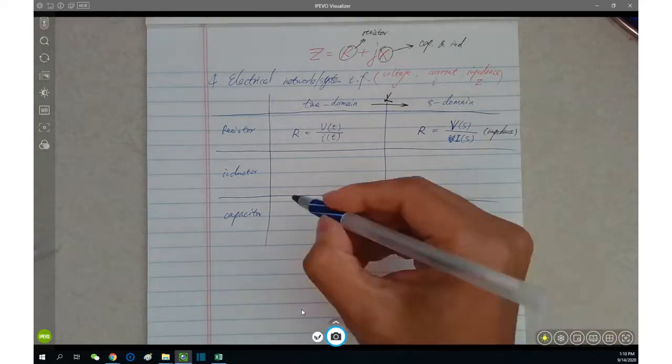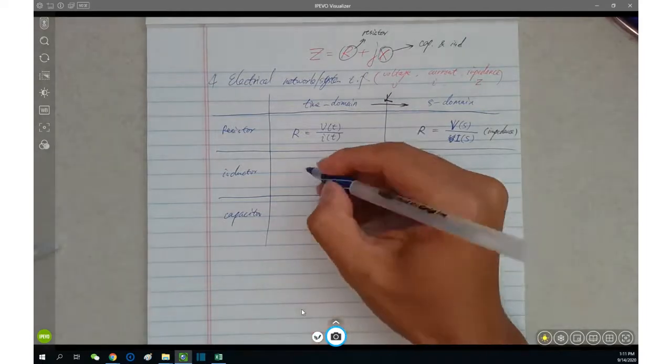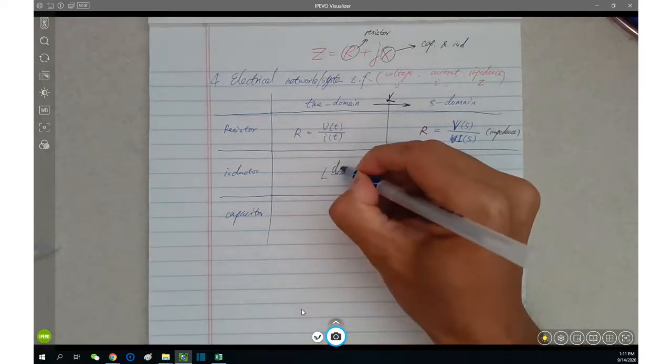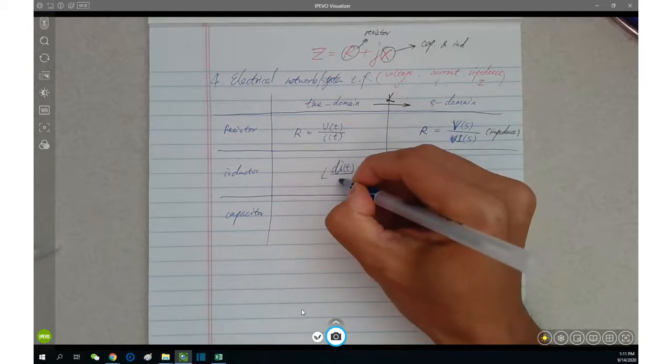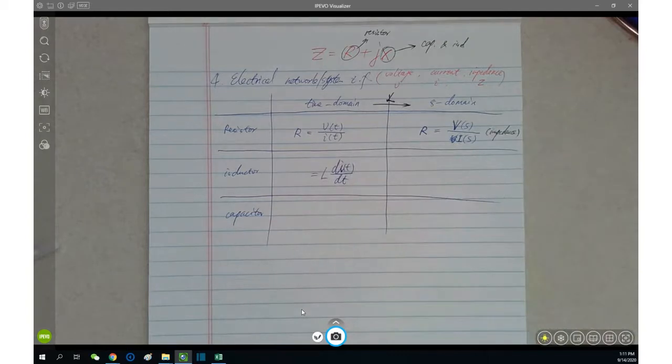Similarly, we have the inductor. What is the time domain model, the IV relation, for the inductor? Anyone recall? L di dt. L di dt. And just out of curiosity, why is it that sometimes we hear about negative L di dt?